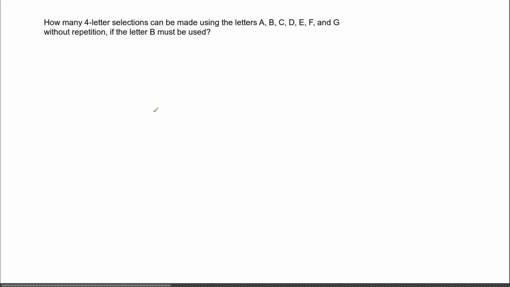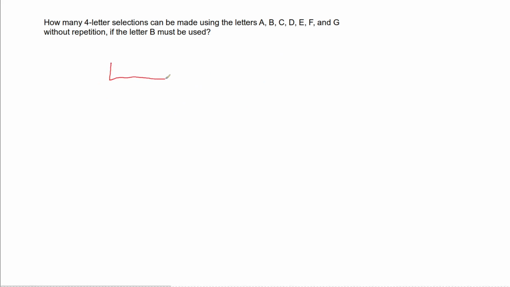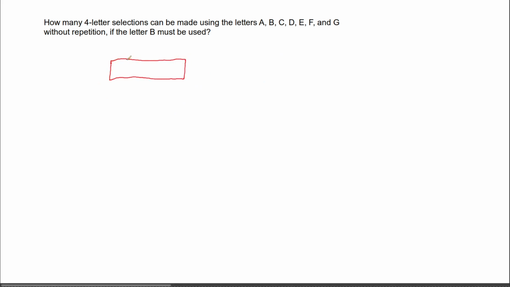Hi, in this video, I'm looking at this combinations problem here, where we're trying to make four-letter selections from the letters A, B, C, D, E, F, and G without any repetition, but the letter B must be used. So basically, I want to pick four letters out of these seven letters, but B must be in there. So if I think about drawing one of these words, I want four letters to make up a word or a combination, a selection, but one of them must be that letter B.